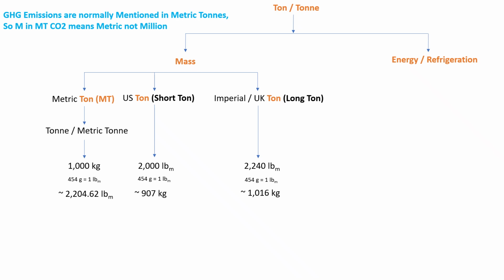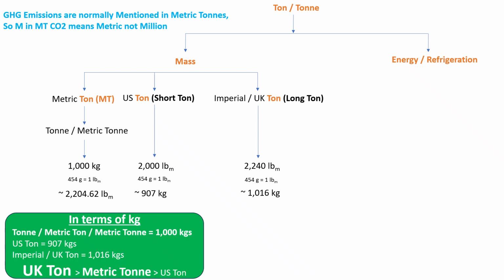And normally in the calculations of GHG emissions, we also see this capital M and capital T. So this actually means the metric, not the million. So again, another thing: don't confuse this M with million, because sometimes we have CO2 emissions in millions of ton as well. So if you only see the capital M, capital T together, it will be a metric ton when considering the GHG emissions.